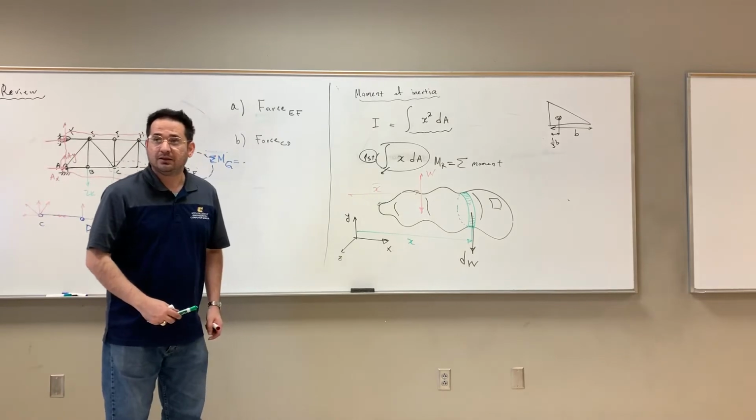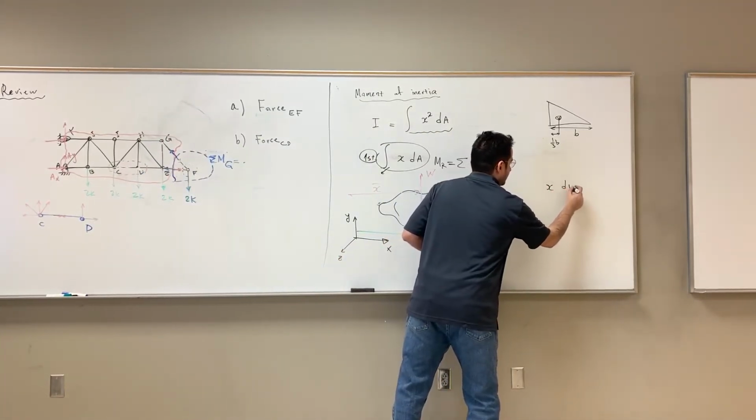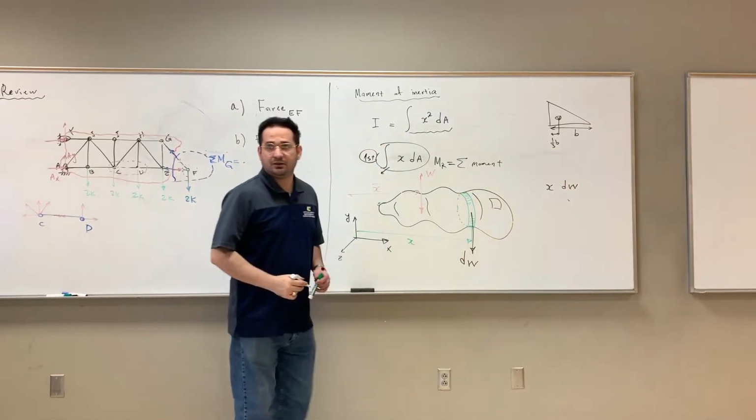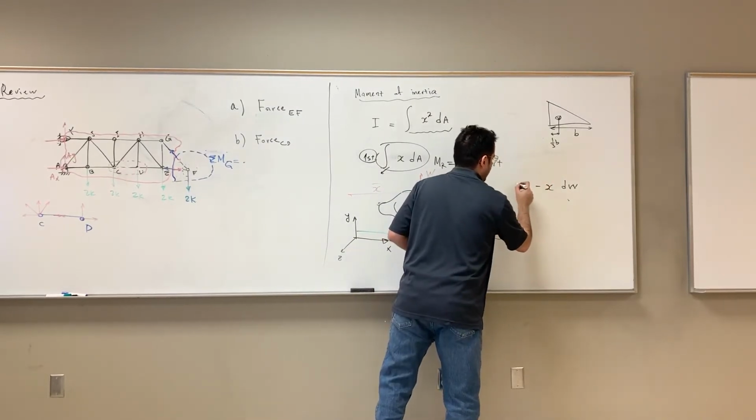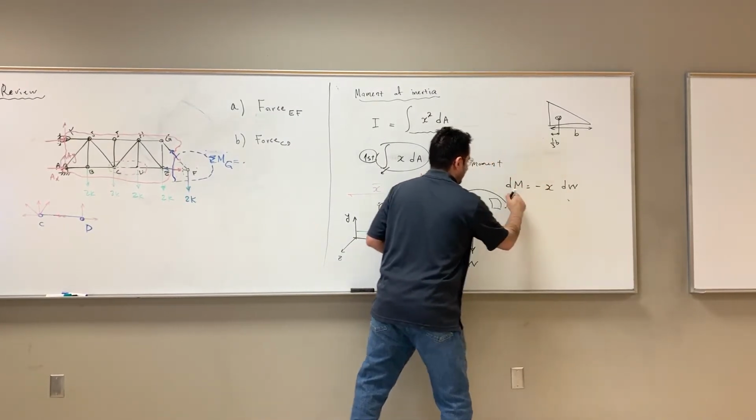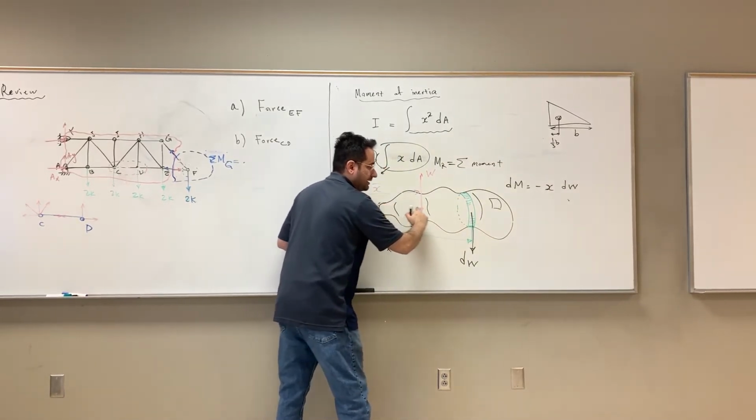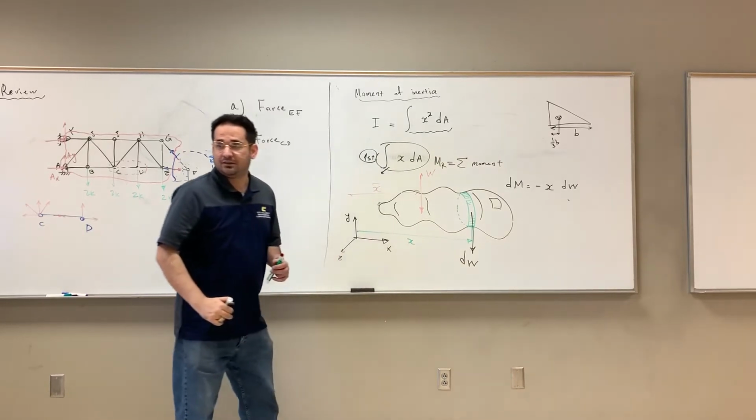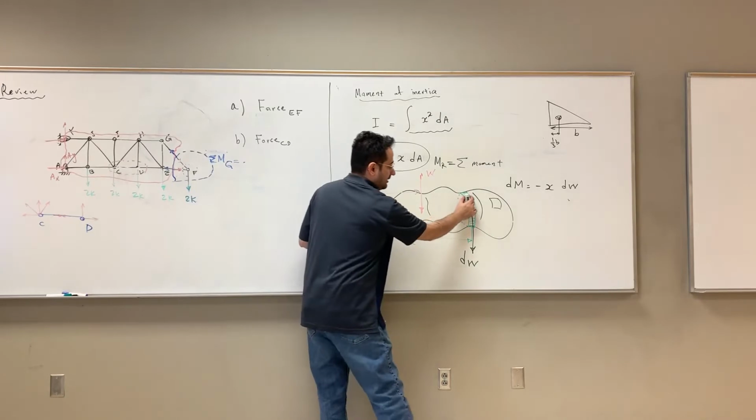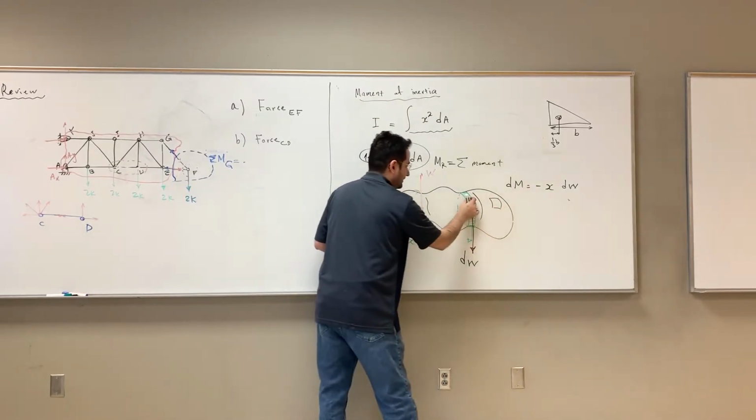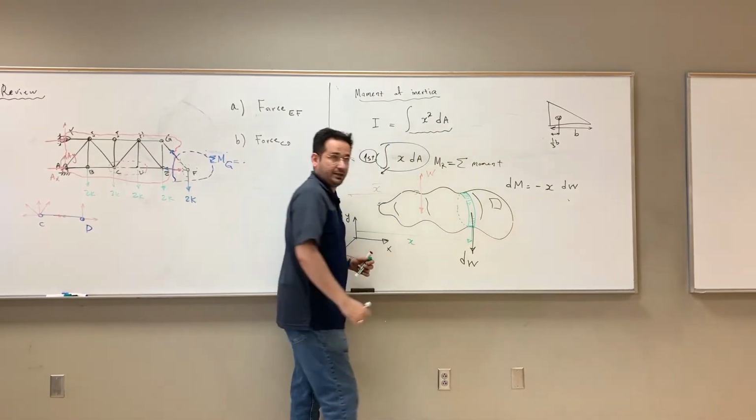Weight times x. Yeah, so it's going to be x times dW. Positive or negative? Negative. Thank you. Right? This is the infinitesimal moment coming from one of these. Now, if I add them up all together, what do I get? Don't forget that this is infinitesimal. So if I add this one to the next, to the next, to the next, all from here to here, what do I get?